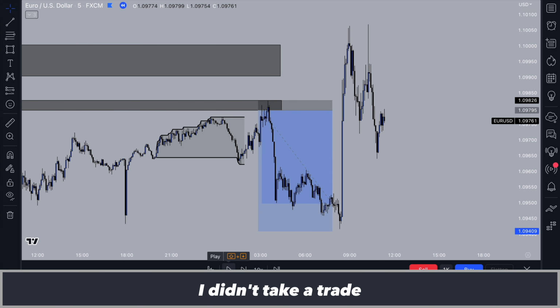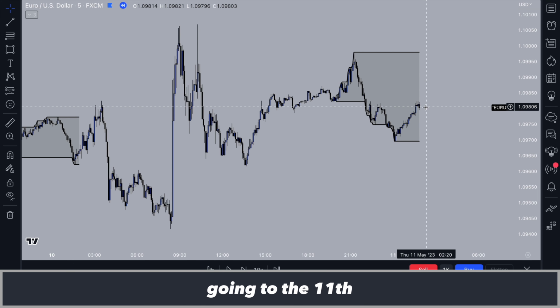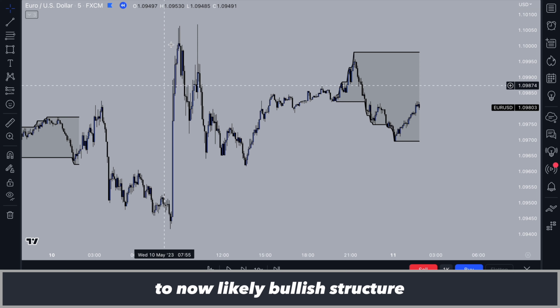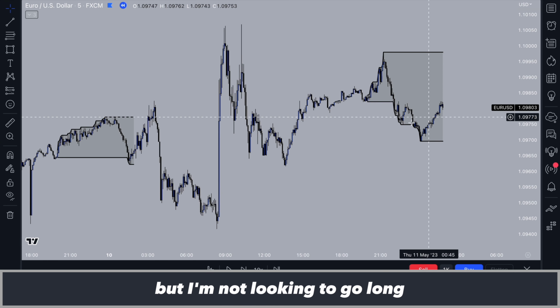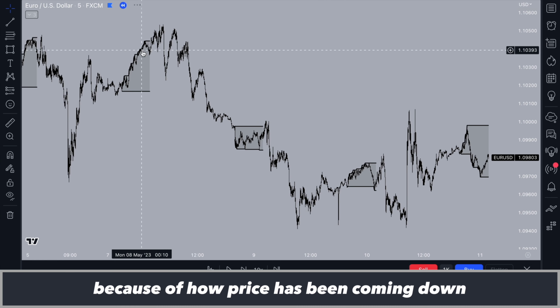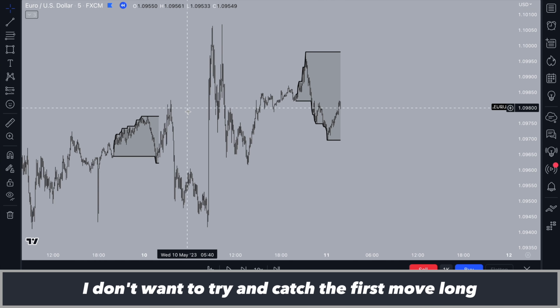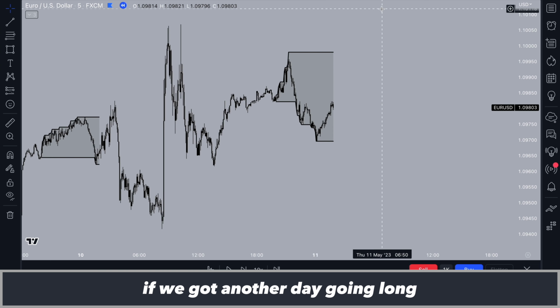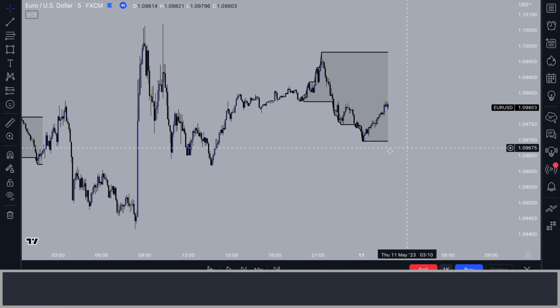And then the next day I didn't take a trade, but I will just show you that as to why. So for this next trading day on the 10th of May going into the 11th, you can see that we've had kind of a change to now likely bullish structure, but I'm not looking to go long because of how price has been coming down throughout the previous week or so. I don't want to try and catch the first move long. If we've got another day going long, then in the next day I might look to go long, but for now I wouldn't go long.